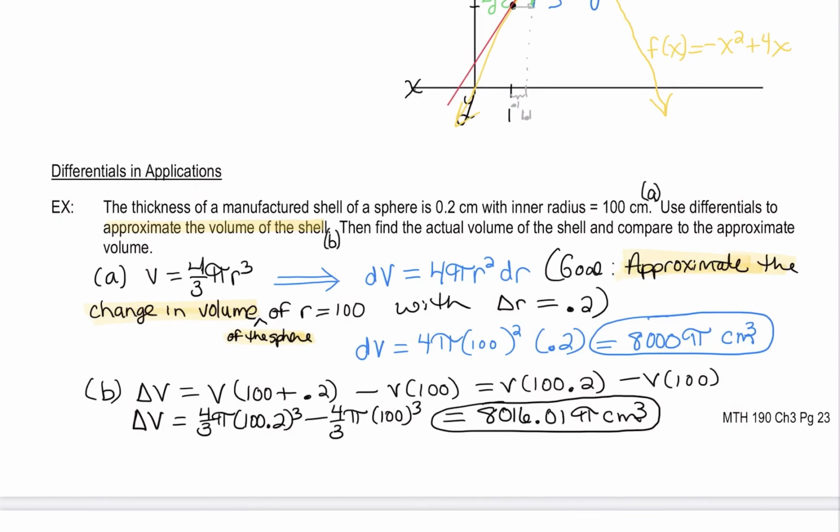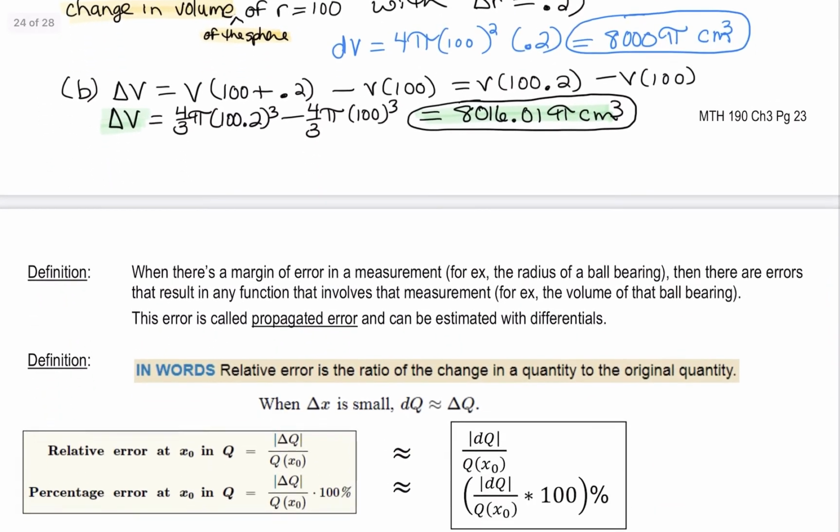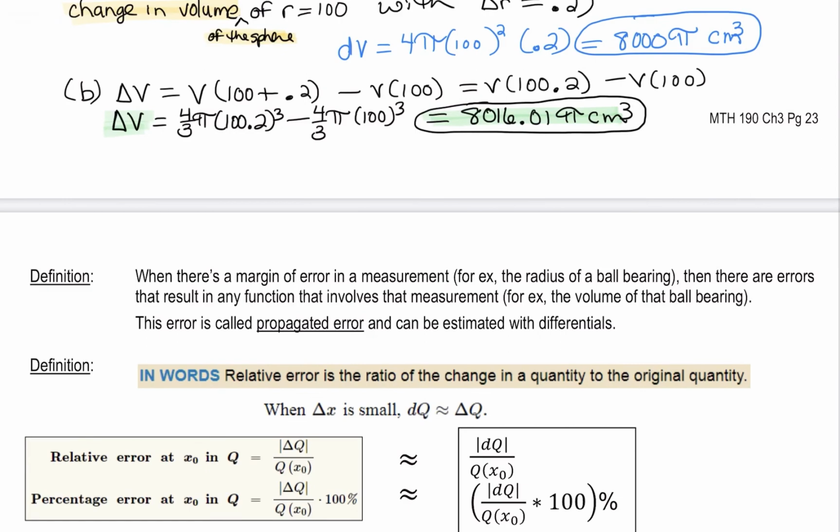Once again, as we think about those two, this was our actual change in V, and up above you had your dV. What we're observing is that the dV was a good approximation for the actual change in V. So when we come back next time, we're going to add to this idea a little bit. We're going to look at some more applications, in particular applications involving error.